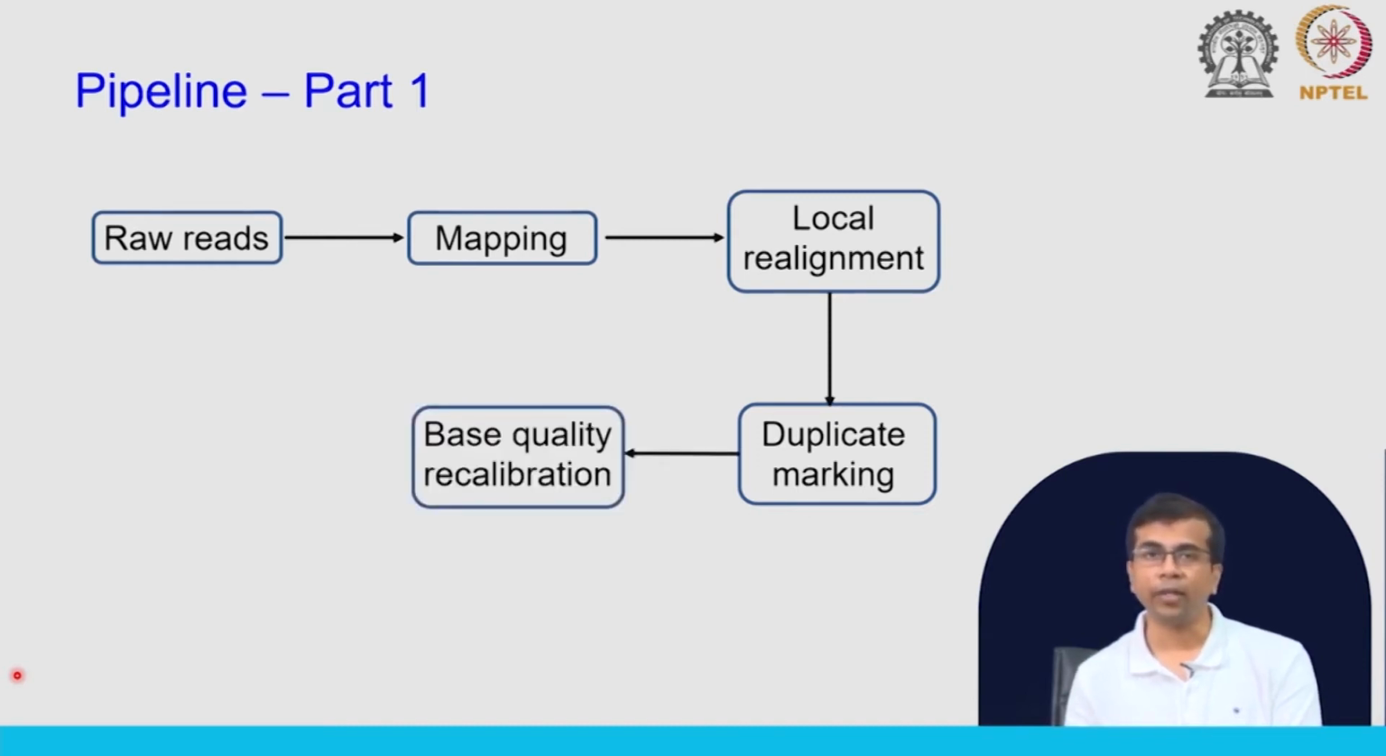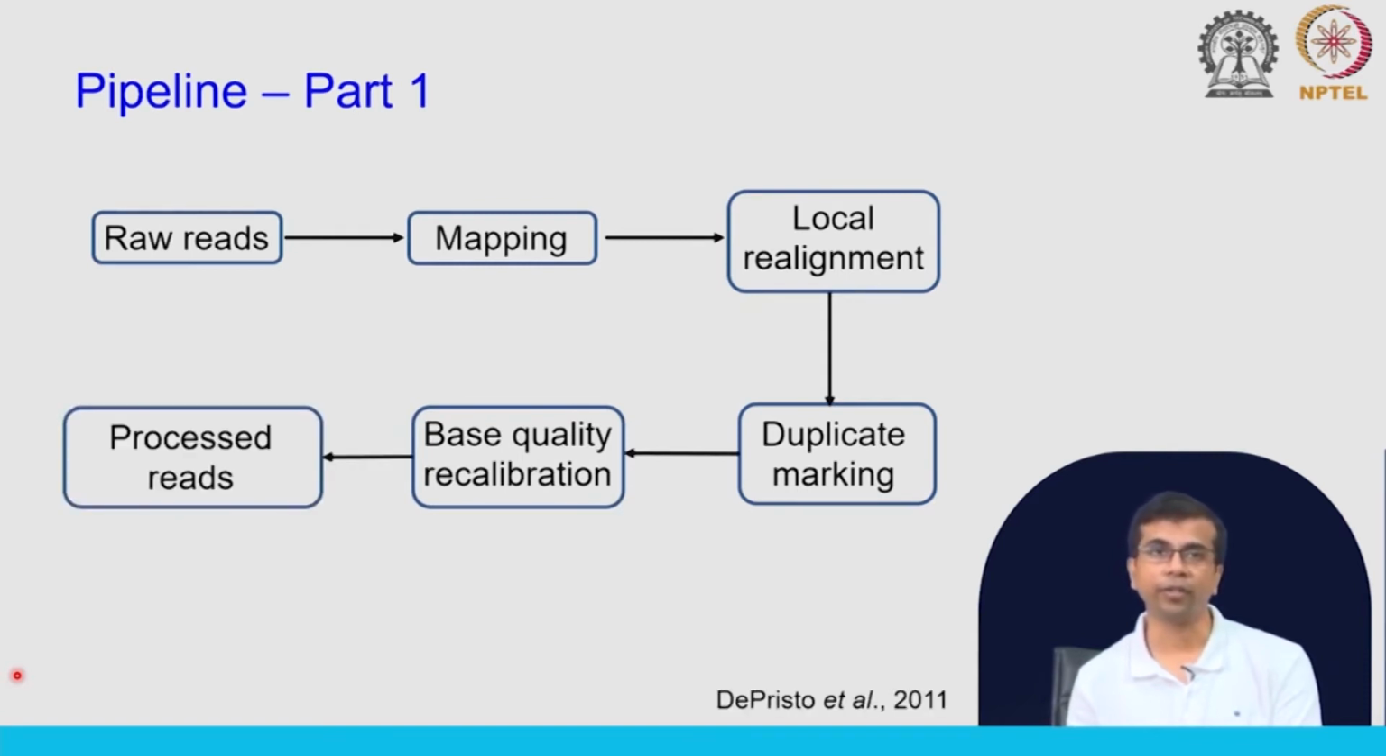Then we have something called base quality recalibration, which we will talk about in a moment. What is base quality recalibration? And then finally, you get the processed read. So, if you want more description of this pipeline, you can read the reference that I have just linked, and it is present at the end.